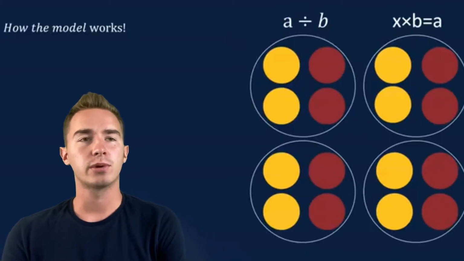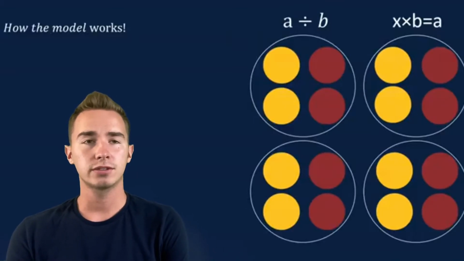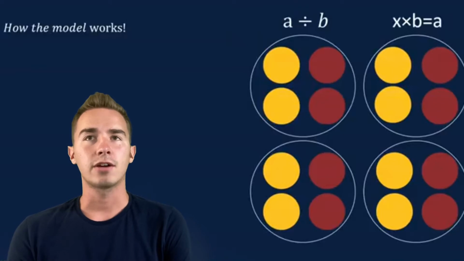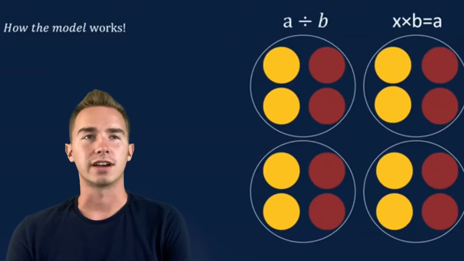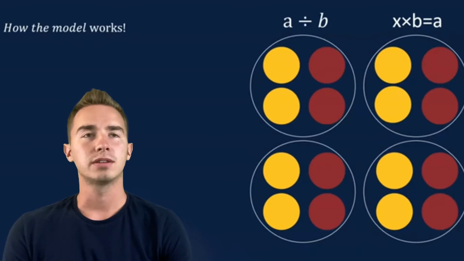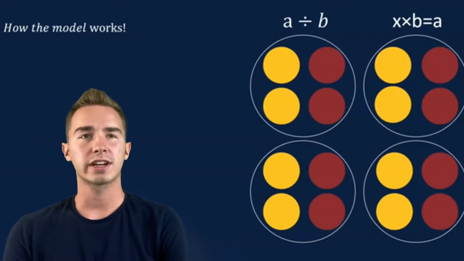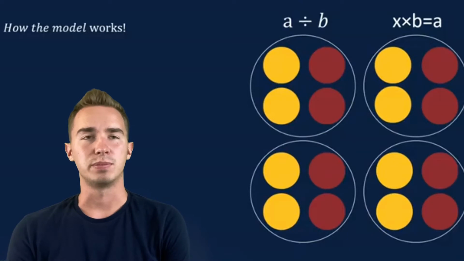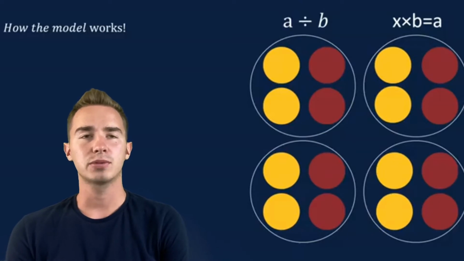The first model we'll look at is the counter model, and the counter model is good for modeling things that are in the form a divided by b, and we can reorient how we think about that problem by converting it to x times b equals a by multiplying both sides by b, and this is useful because it makes it a lot easier to model.